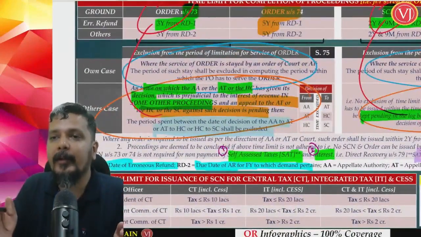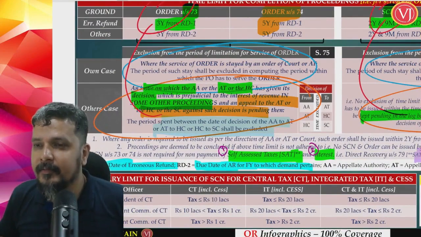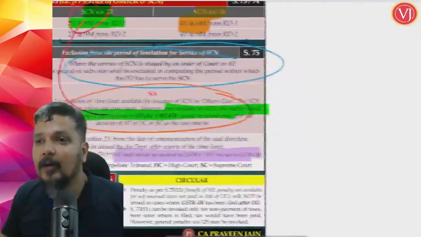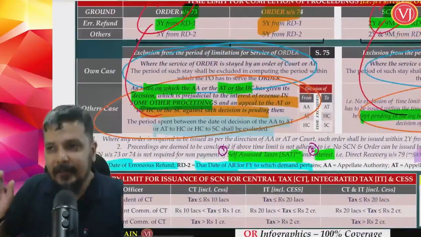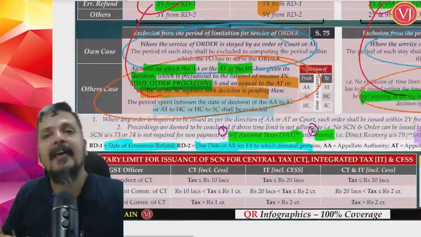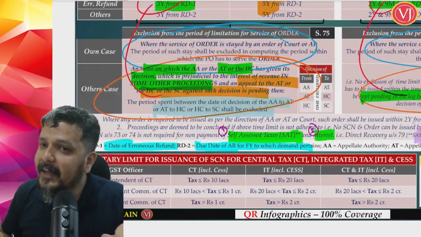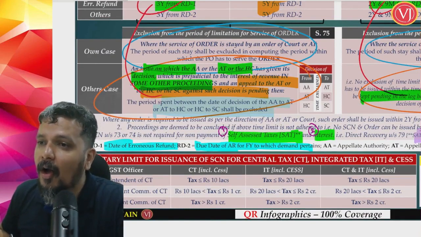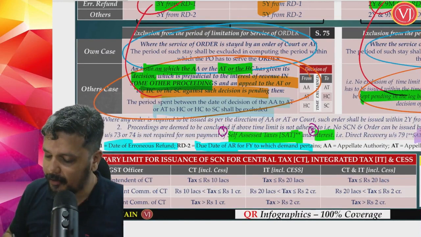And that hold is because there will be an extension in the time limit for passing the order. There is no extension for notice. You have to give notice on time in such cases. But you can wait and give the order leisurely after some other company's case is decided in appeal. So this extension is only and only for order, not for show cause notice.